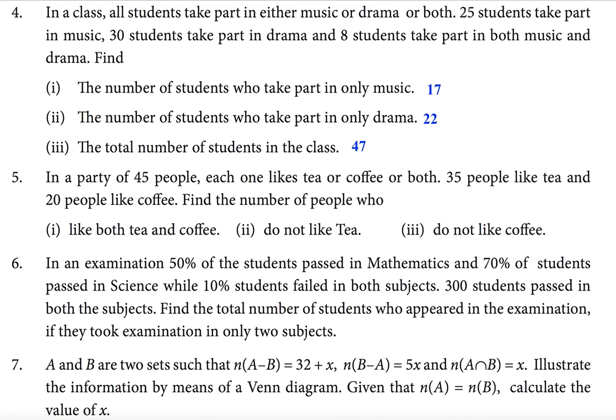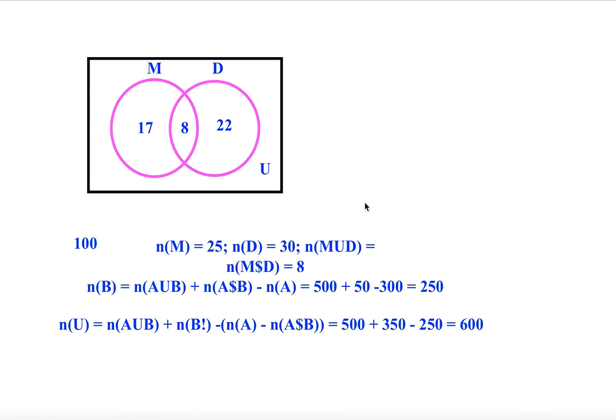This way also you can look at the total number of students in the class, that is m union d. You can find the number of students who take part only in music, only drama, adding these two plus the intersection, n of m intersection d, that is 8. So add these up, 30 plus 17, 47. That way also you can find m union d.